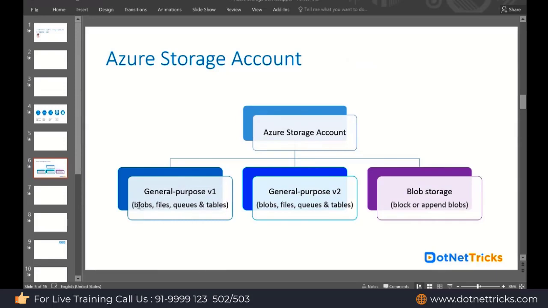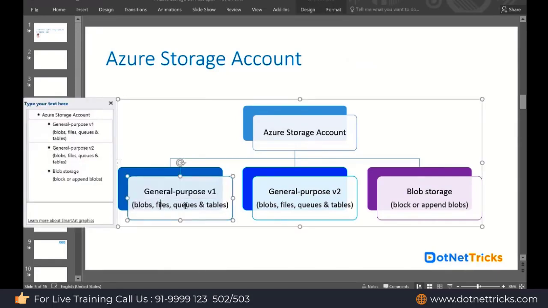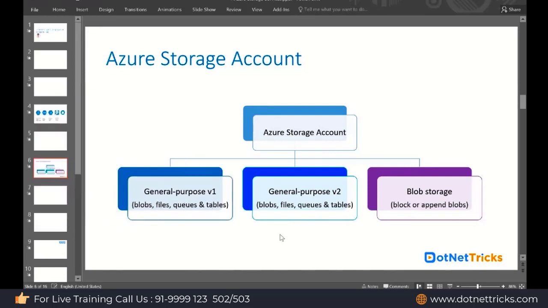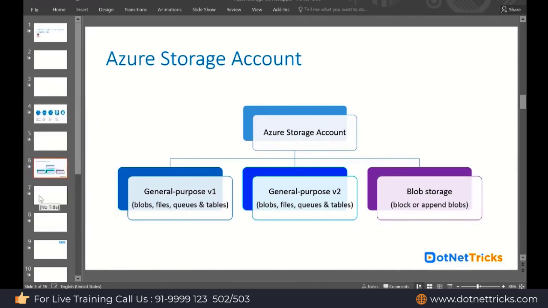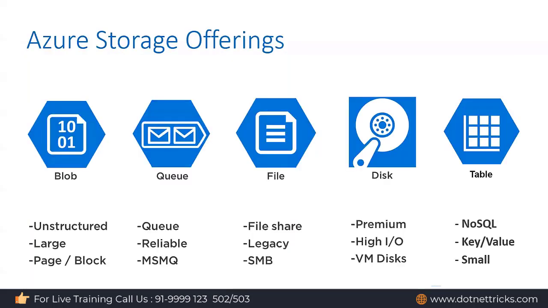In V1, these options are available: Blob, files, queue, and tables. And in V2, these options are available. In Blob storage, we have only blob, and the page blob. So these are the options on the part of the storage account. And if you're looking at what Azure storage offerings we have, we have these various offerings.